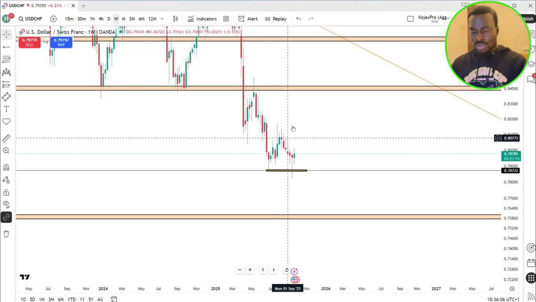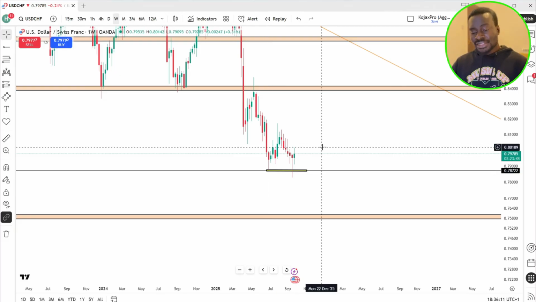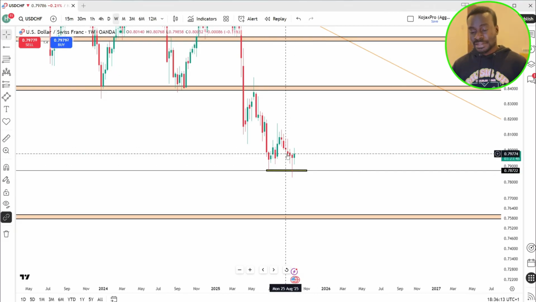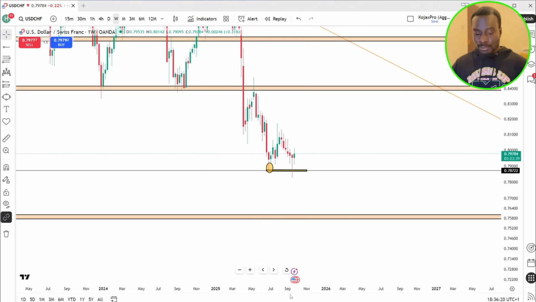I'm just going to take this out as well. You've seen that on this same zone, which I marked out as 100% retracement, on the weekly time frame, it's actually trying to form a chart pattern. And what's that chart pattern? This is a double bottom, guys. This is a double bottom. So the market is forming a double bottom right about there.